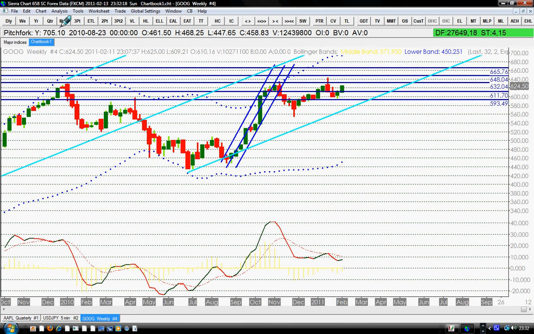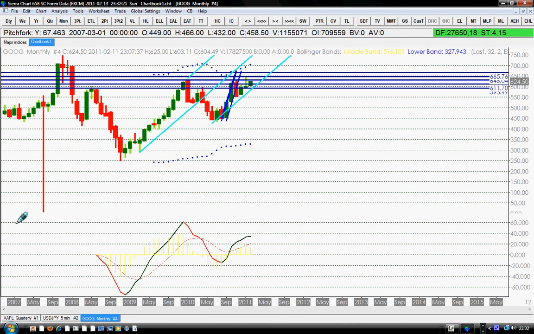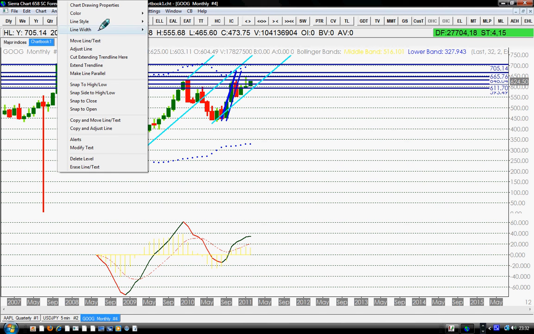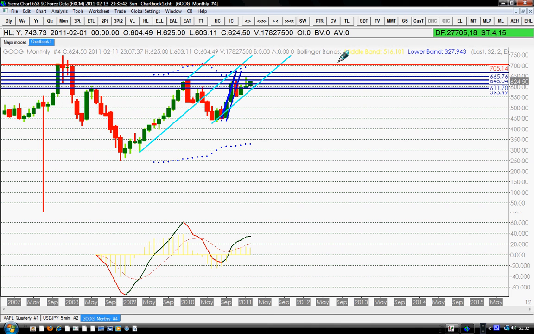Looking at the monthly chart, not very beautiful on this chart. This is the monthly chart. As you can see again, the level of 700 is a very important resistance level for Google stock. This is where I'm drawing my line now. I'll color that line red for you. This is a very important resistance level for Google stock, 700. But as you can see, the price did touch the 61.8 of movement on this monthly chart.